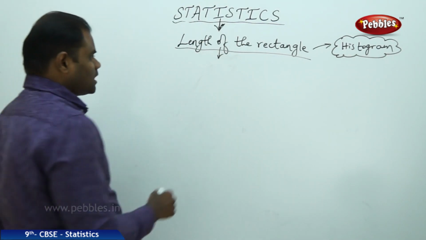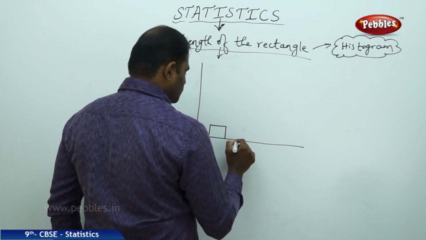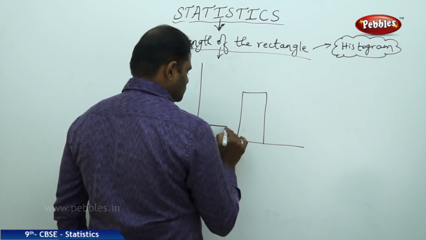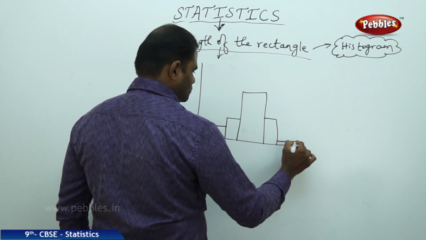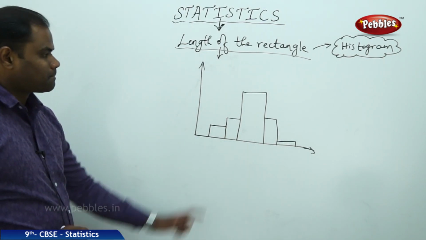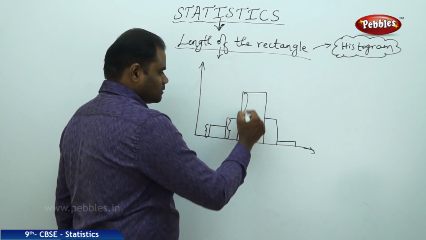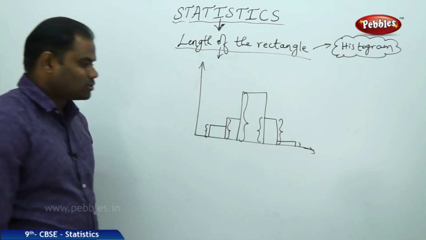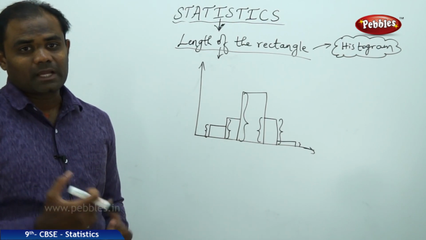As we have discussed about a histogram, which generally has all the rectangular bars. Now how do we calculate the length of each of the rectangles? So this session is about finding the length of the rectangle given the frequency, the class interval and the class width.